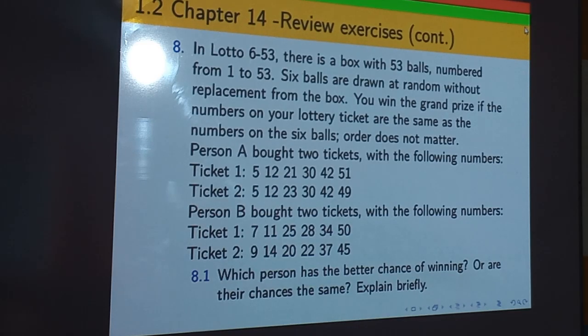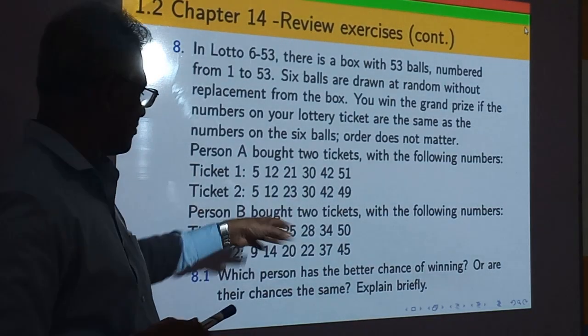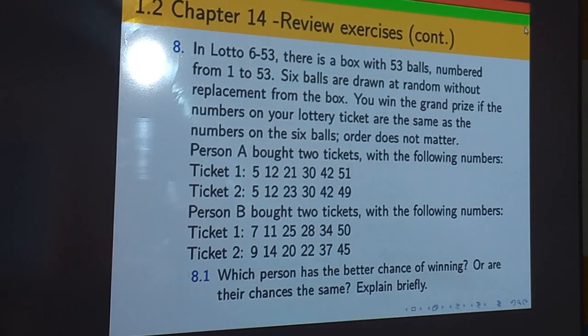In a lotto, 6/53 is just the name of the game. There's a box with 53 balls numbered from 1 to 53. 6 balls are drawn at random without replacement from the box. You will win the grand prize if the numbers on your entry ticket are the same as the numbers on the 6 balls. Order does not matter. The first person has 2 tickets with these numbers, and the second person has 2 tickets with these numbers. Which person has a better chance of winning, or are they the same?